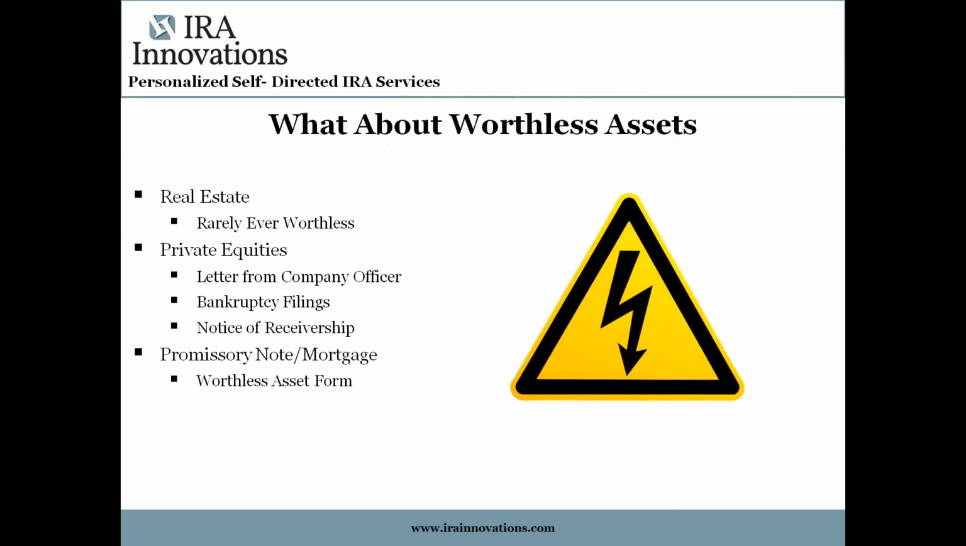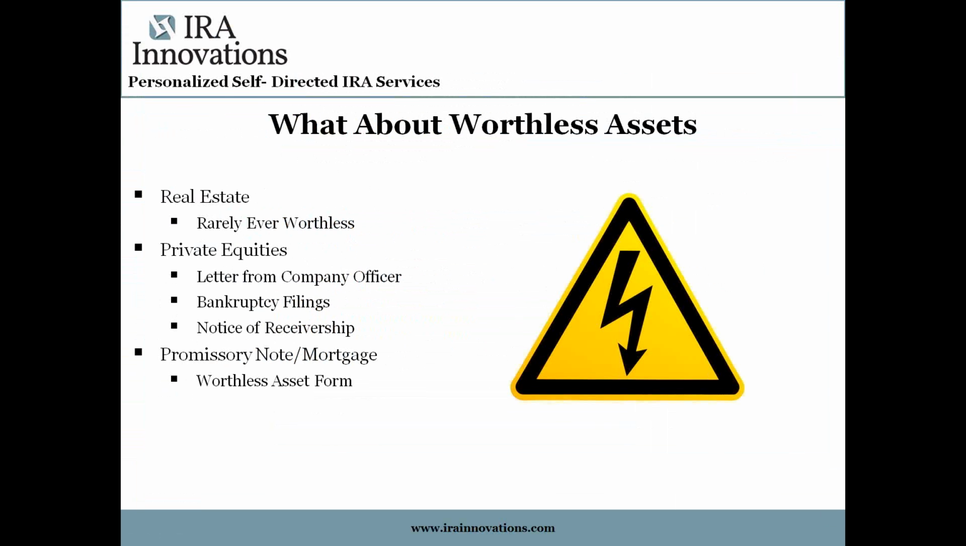And then finally, on a promissory note or mortgage, we've got a form which is called our worthless asset form. Promissory notes and mortgages can go bad when, obviously, people stop paying. So the question is, why did they stop paying? Have you seen these people in the last 3 years? Did they declare bankruptcy? What is the issue that happened?